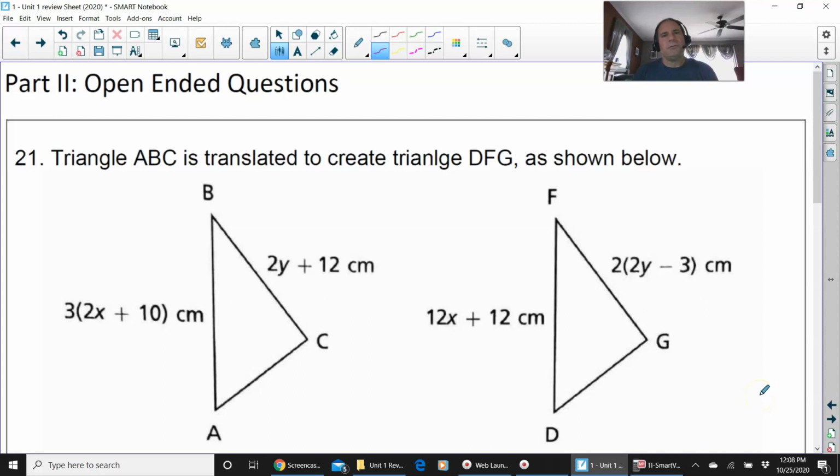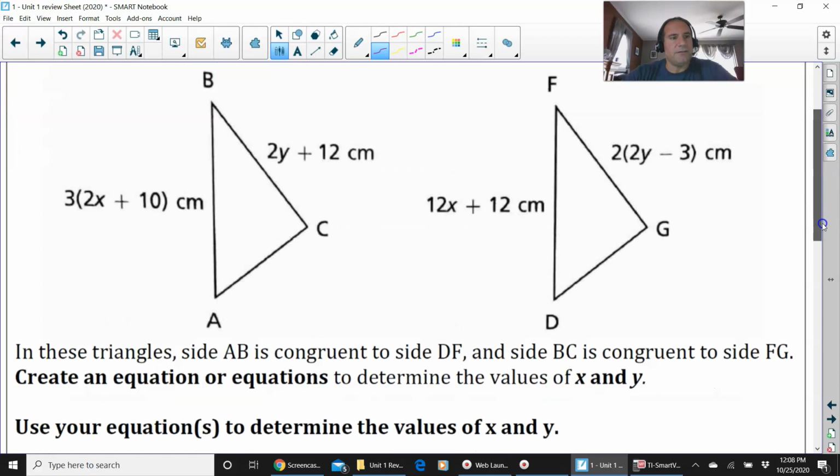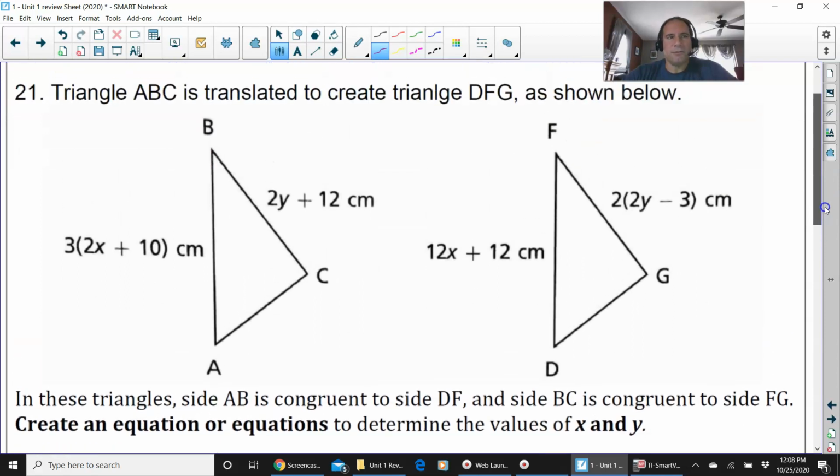So part 2 represents the open-ended part of the test, and it is most likely either the easiest part of the test because you get partial credit, or the most difficult, because if you don't know how to do the problem, then there's nothing else that you could put down. Please don't leave it blank, because you get no points for leaving anything blank. Try the problem. You never know. You get a couple of points here and there.